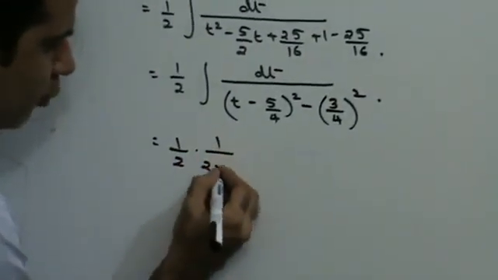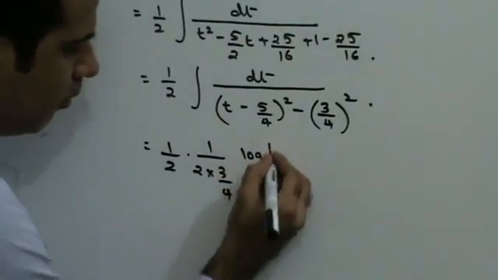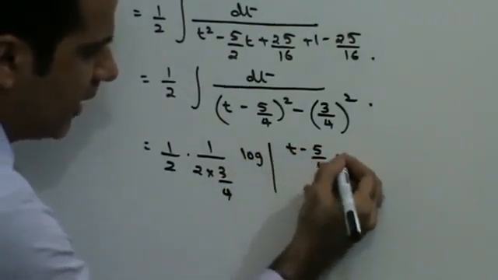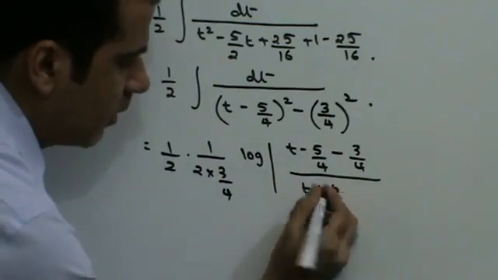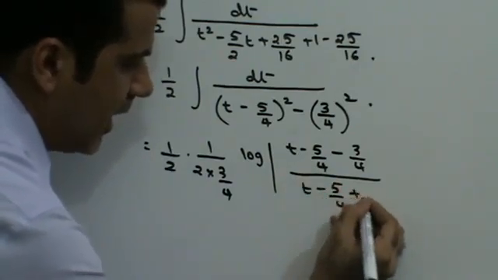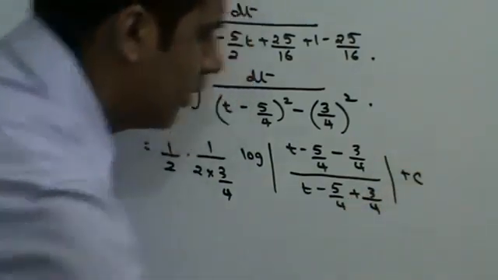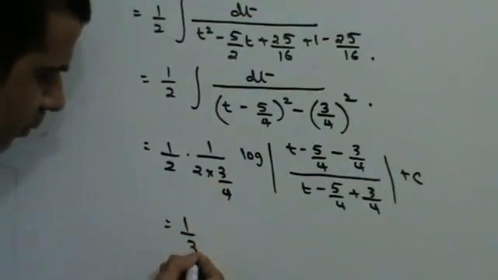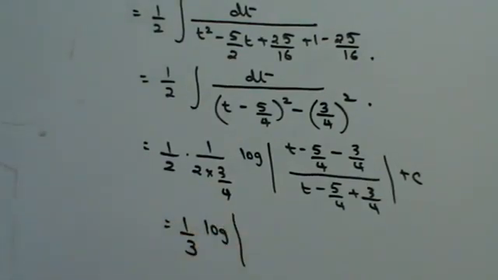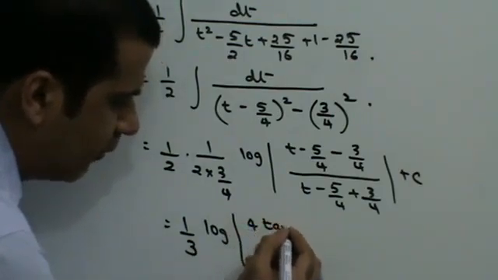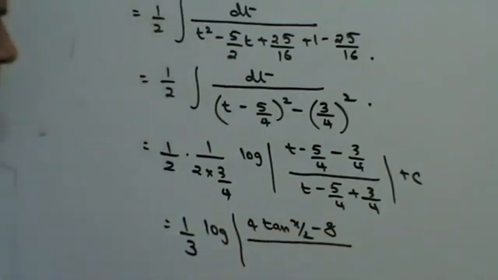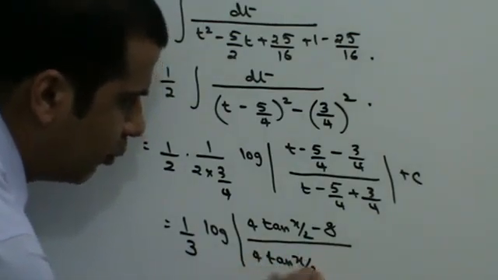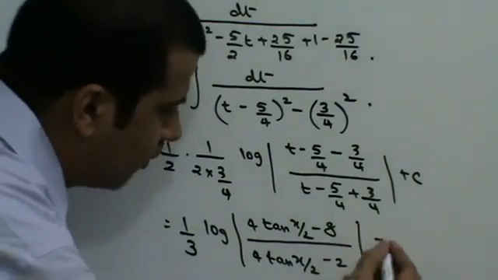Let's see this. So 1 upon 2 as it is, 1 upon 2a, log mod t minus 5 by 4 minus a upon t minus 5 by 4 plus a, plus c. This can be written as 4 and 4 get cancelled. This is 1 upon 3 log mod, taking the LCM, this is going to be 4. Substitute the value of t, tan x by 2 minus 5 minus 3, that is minus 8, upon 4 tan x by 2 minus 5 plus 3, that is minus 2, plus c.